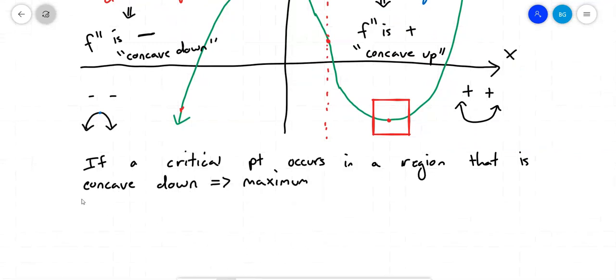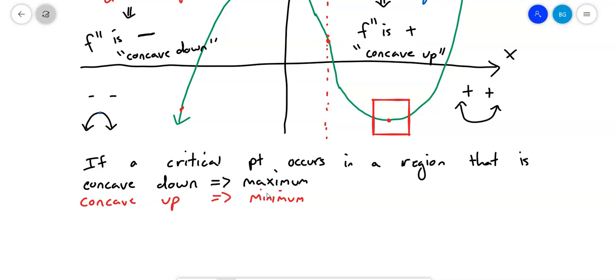And let's do this. We'll just, in red, say concave up implies minimum. So instead of finding the first derivative and then using our critical points to divide the number line into regions and then testing those regions, we can save ourselves a little bit of hassle. If the second derivative is relatively easy to find, we could just find the second derivative.